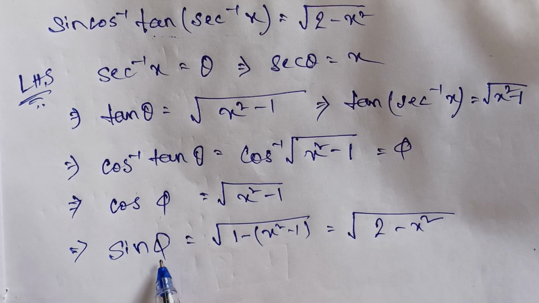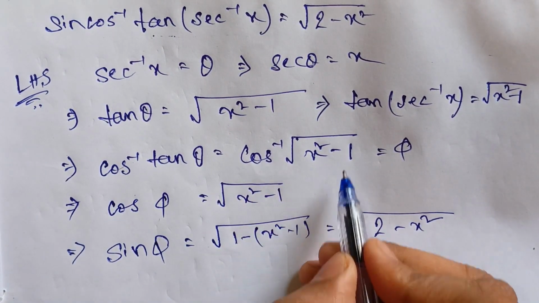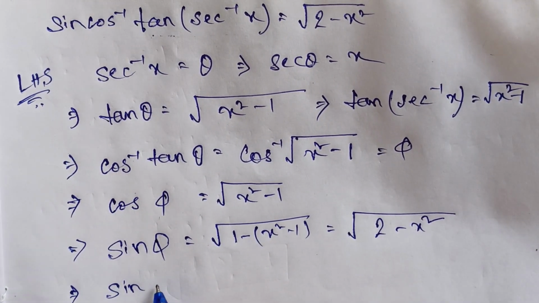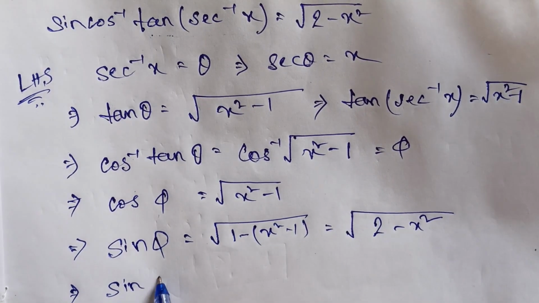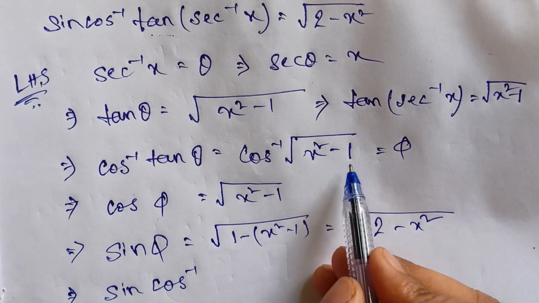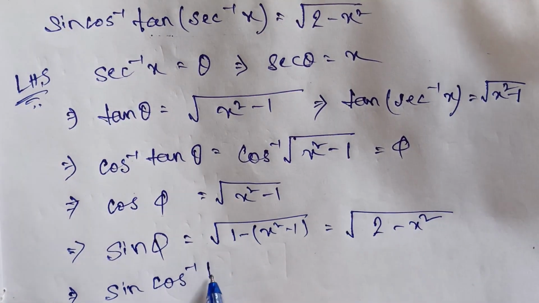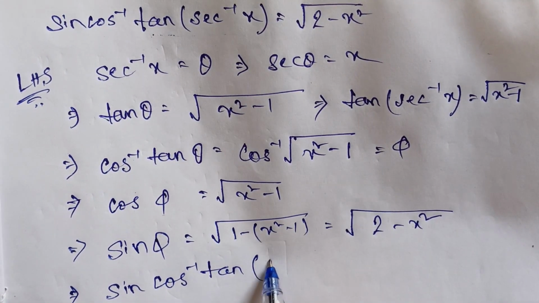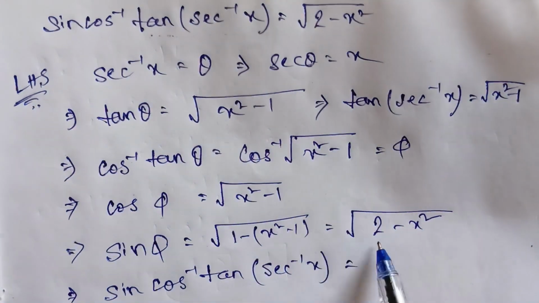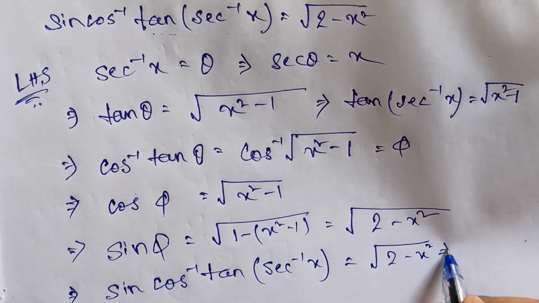Now see, this is phi and the value of phi is cos inverse root over x square minus 1. So we write that sin of phi means sin of cos inverse root x square minus 1. Now root x square minus 1 means tan of sec inverse x. So we write that sin of cos inverse tan of sec inverse x equal to, we get, root 2 minus x square. Hence proved.